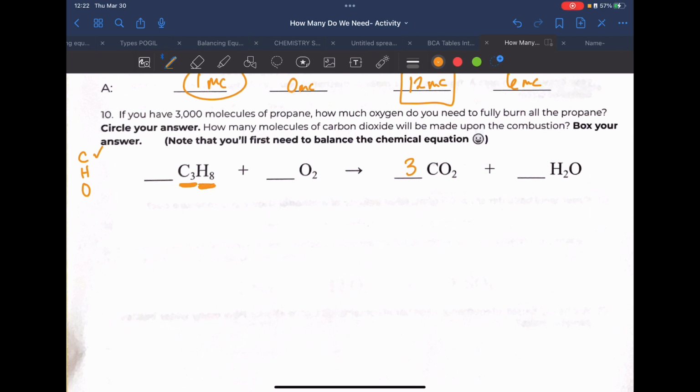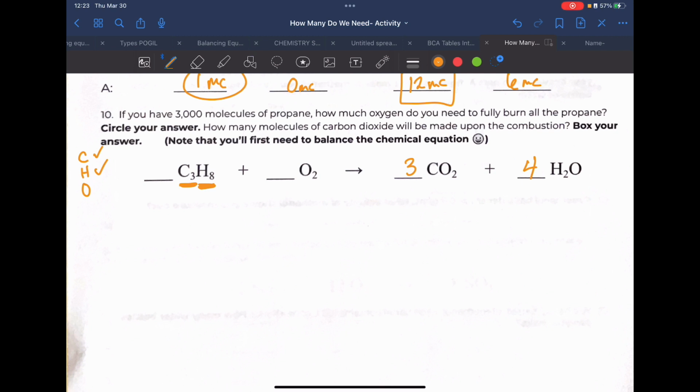I got 8 H atoms, hydrogen atoms over here, and I know that all of my hydrogen atoms are going to end up in water molecules, because I need to obey the law of conservation of mass, right? I can't have those hydrogen atoms disappear. So if I got 8 atoms and each water molecule takes 2 hydrogen atoms, then I can make 4 out of the 8 that I have, 4 water molecules. Now my H's are good.